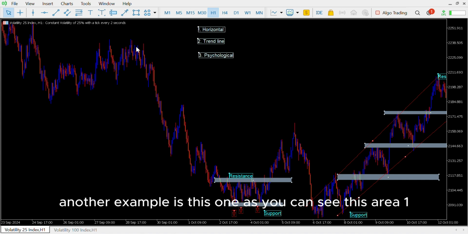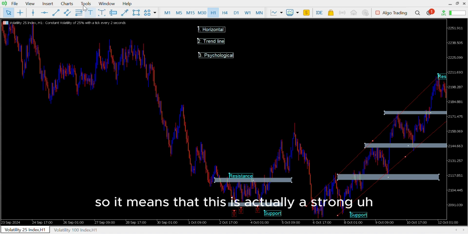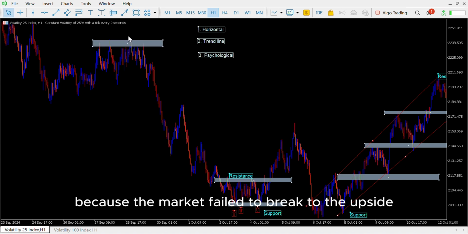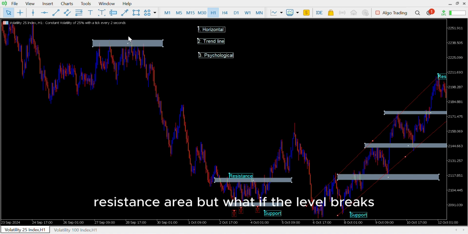Another example is this one. As you can see, this area: 1, 2, and then 3, and then 4. So it means that this is a strong resistance area. As you can see, we can put a shadow zone because the market failed to break to the upside more than 3 times. This makes it a valid resistance area. But what if the level breaks?